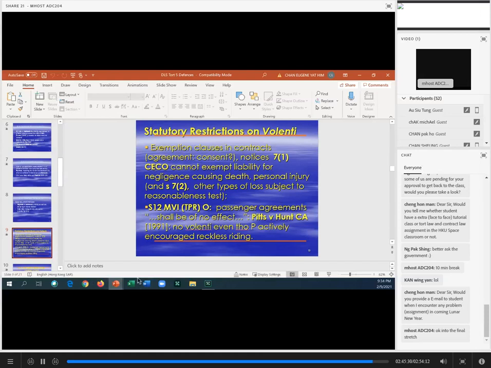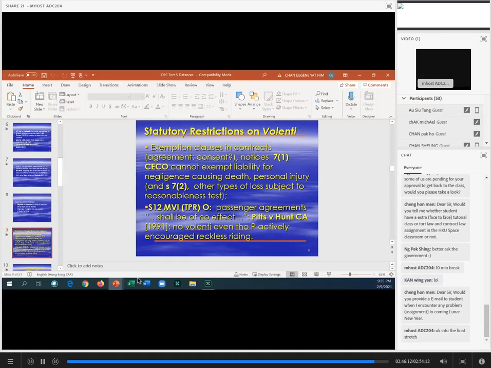Remember from our work on exemption clauses in contract law, what is an exemption clause? It's a clause in a contract which excludes or restricts liability for either misrepresentation, breach of contract, or negligence. So here we are talking about negligence. And Section 7 sub 1 of the CECO says you cannot exempt liability for negligence causing death or personal injury. Full stop. So exemption clauses cannot be raised as a defence to a claim for negligence if the damage is death or personal injury.